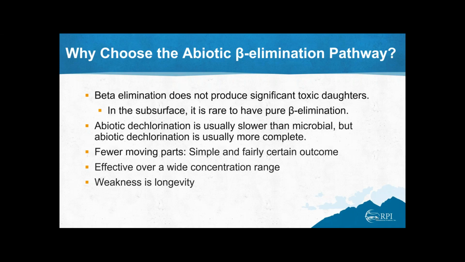And when I say certain outcome, I'm not saying necessarily that you will reach your remedial goals. I don't know that, but it will work. It will do something fairly consistently. It's effective over a wide range of concentrations. The weakness of the beta elimination pathway, at least certainly with ZVI, is longevity. The strength of the BOS 100 is it has significant longevity, which is not really the topic of this presentation, though I will show you some of that later.